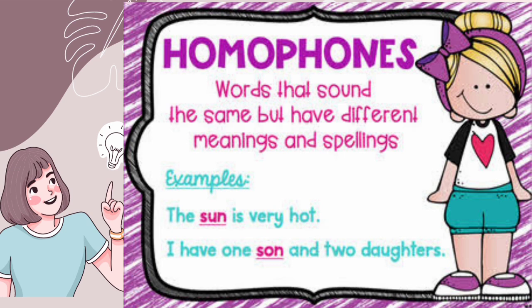Example, the sun is very hot. I have one son and two daughters. You can see that the word son is used in both sentences, but they have different meanings and also different spellings. In the first sentence, we have sun, while in the second sentence, we have son. One means the sun we see in the sky, while the other refers to the male gender.